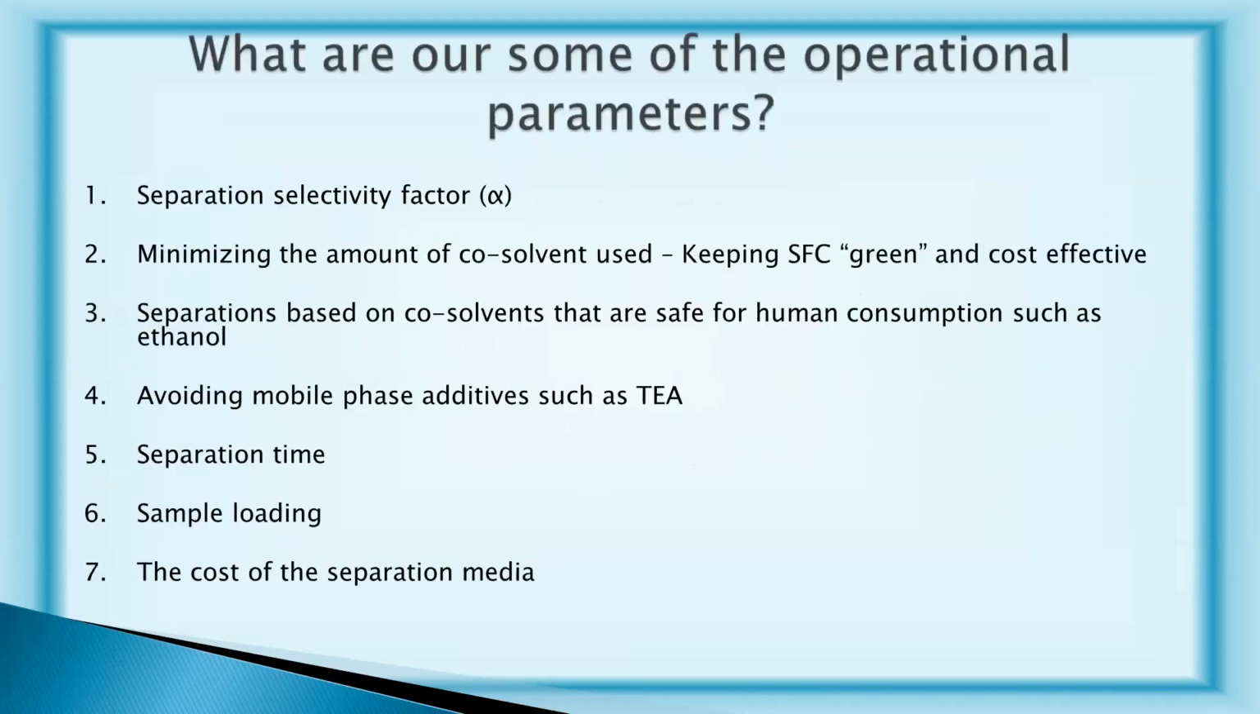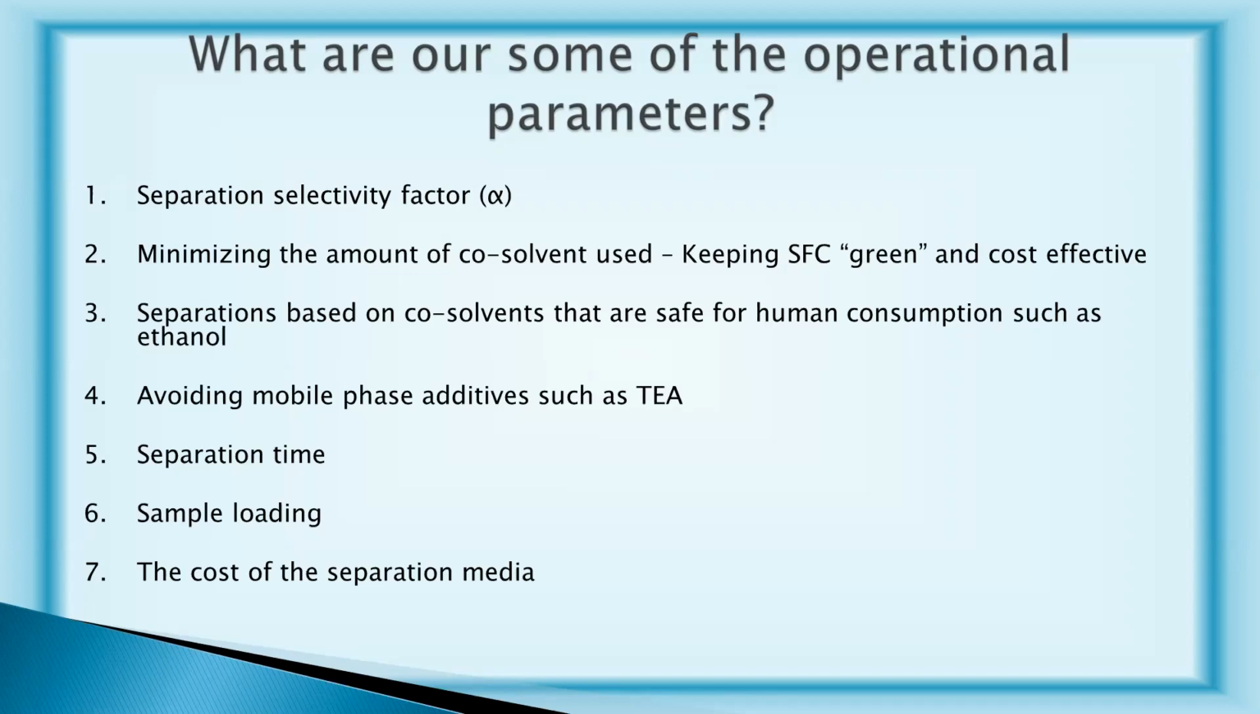So what are some of the operational parameters that we're looking at when we're trying to optimize stationary phase performance, stationary phase characteristics? We're looking at separation selectivity factor, alpha, minimizing the amount of co-solvents used. Again, reflecting the green nature of SFC and also making it more cost effective. The organic solvents, both the purchase of them and the disposal of them, are not inexpensive.